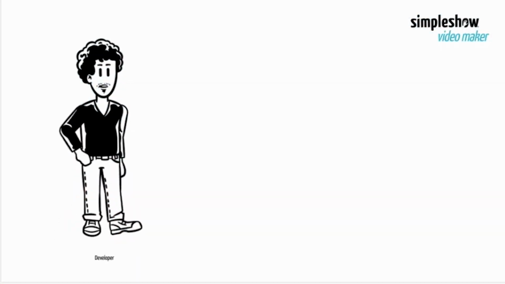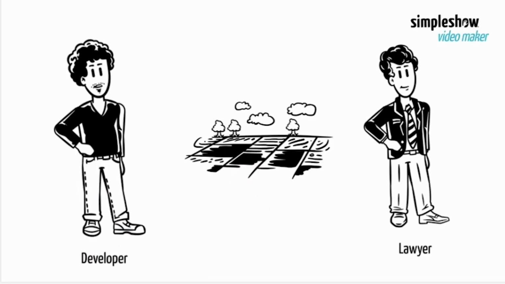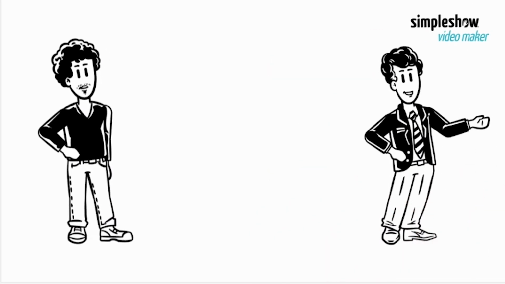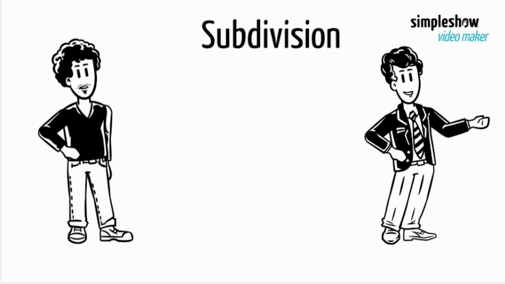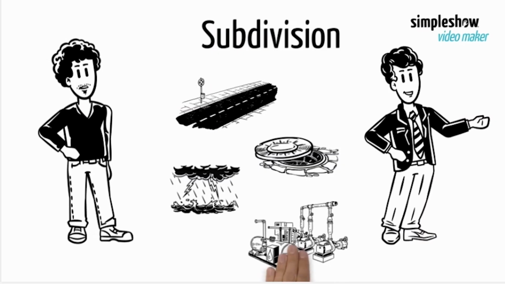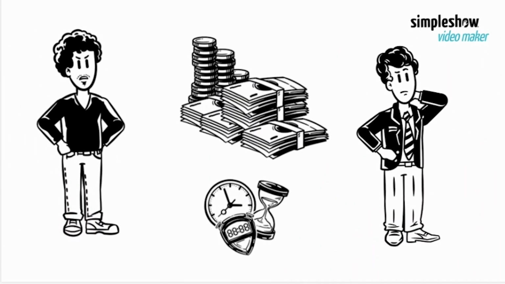Hi, I'm a developer and I need to subdivide a large piece of land into around 100 lots. Can you help me with that? Sure. It sounds like you'll need to use the subdivision process, which also requires planning and approval for roads, sewers, stormwater systems, water for fire protection, and so forth. Ouch. That sounds expensive and time-consuming. Is there an easier and cheaper way to subdivide my land?